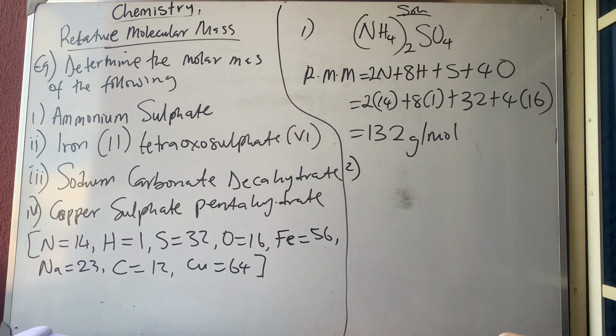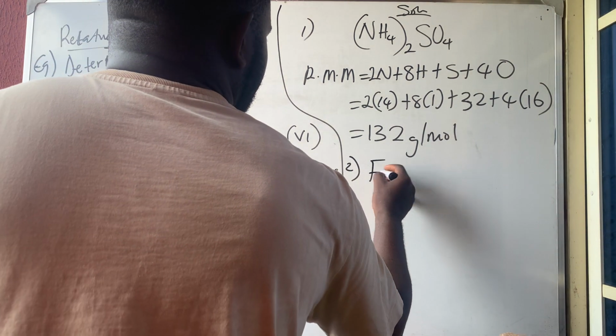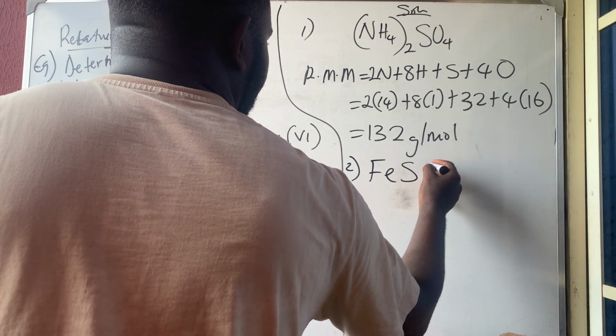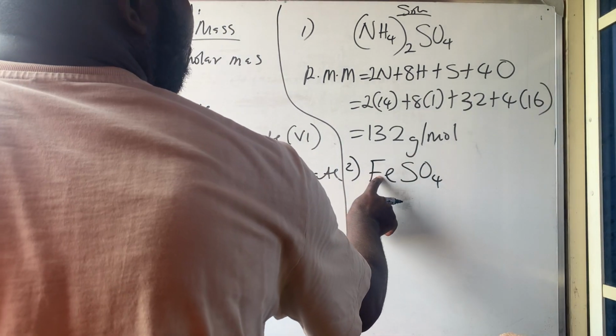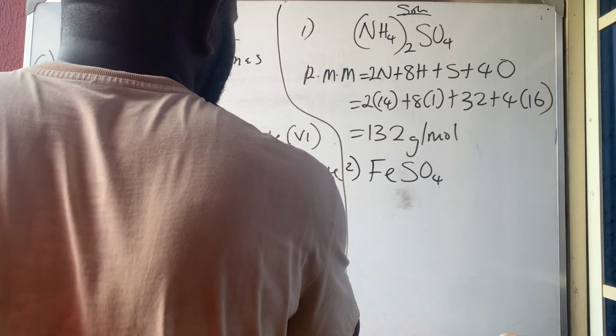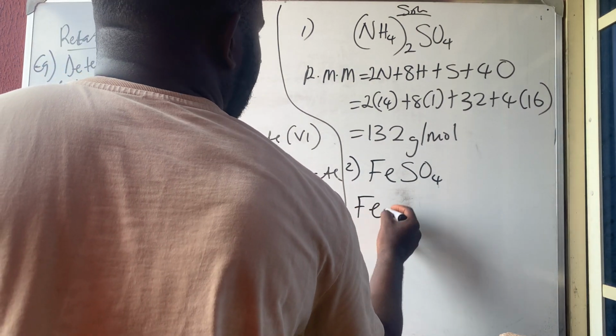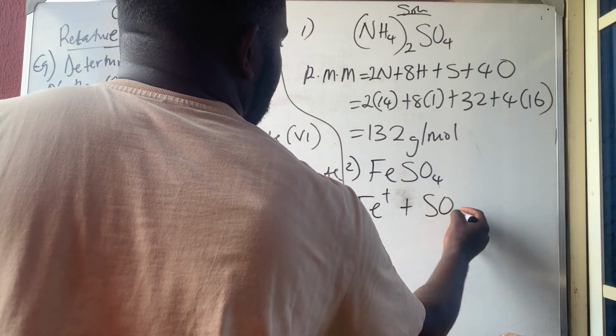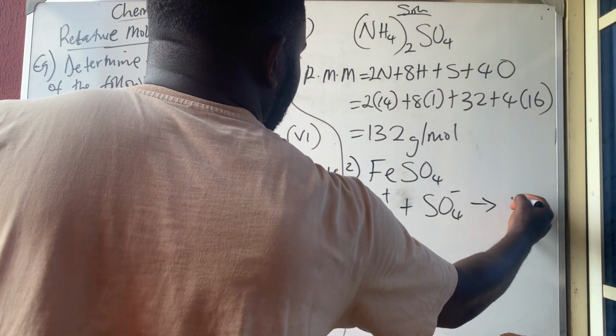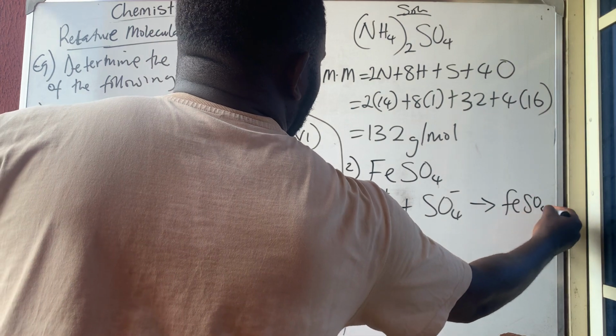So the next one said iron(II) tetraoxosulfate(VI). That is Fe, iron. Tetraoxosulfate(VI) is SO4. Okay, iron(II) tetraoxosulfate(VI). So how do we get this? This is Fe 2 plus, and SO4 2 minus, to give FeSO4.